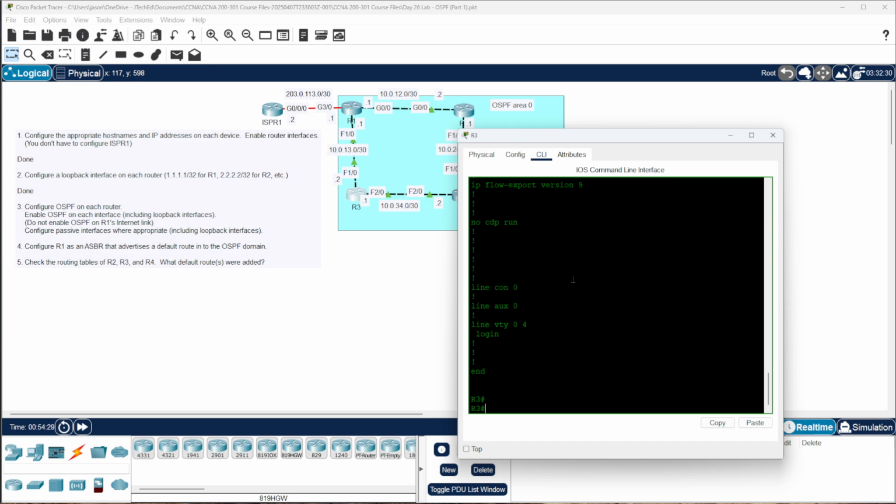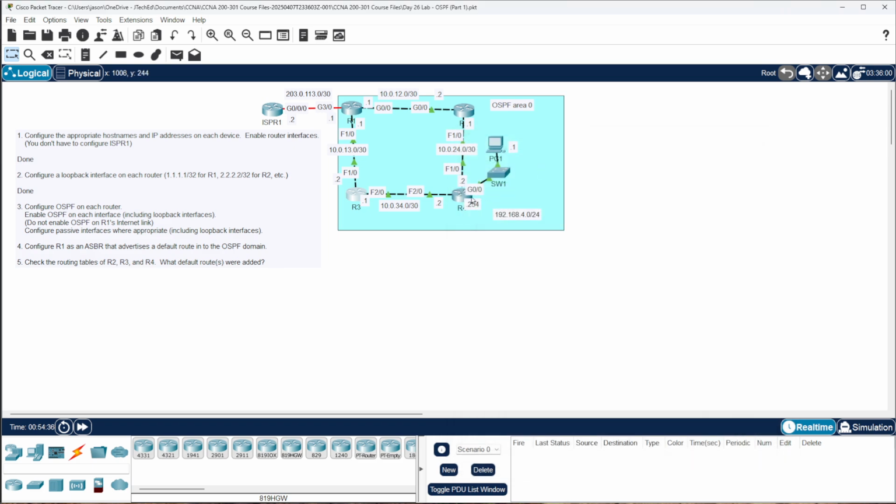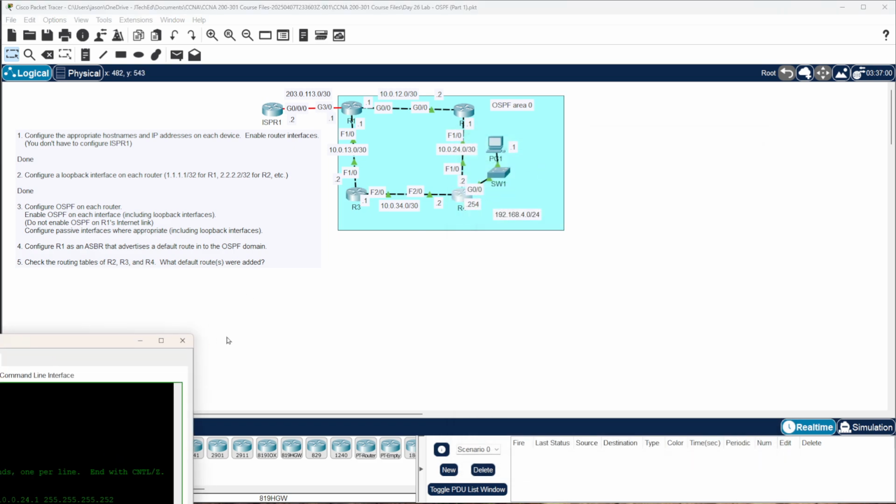So anyway, we're in router 3. Was I just in 3? No. Okay.